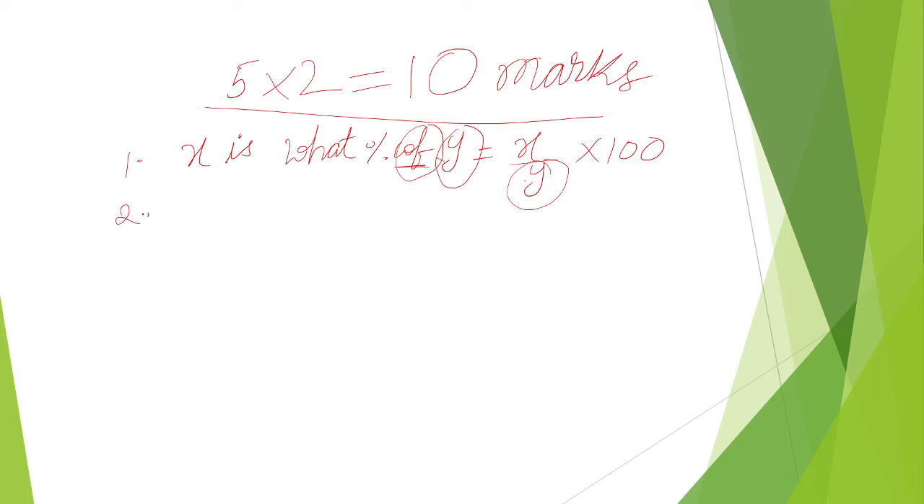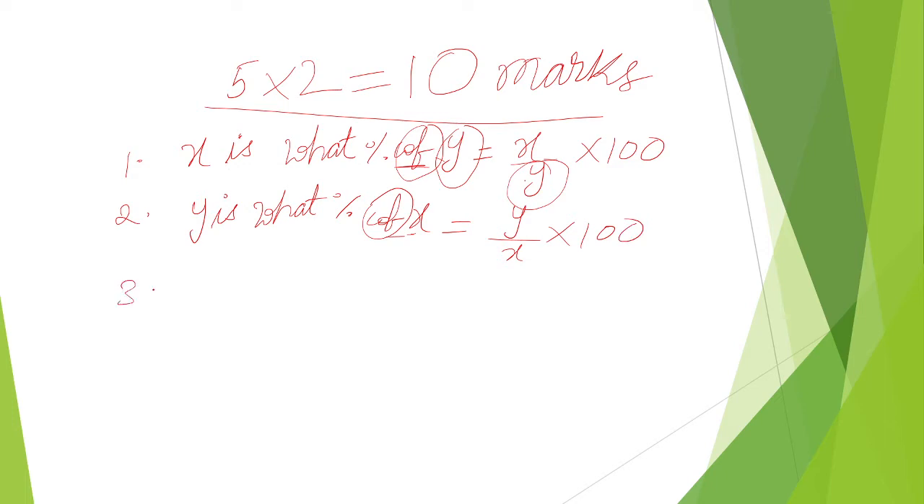Second one: y is what percentage of x? Here what came after "of" is x, that's why it is y by x into 100.